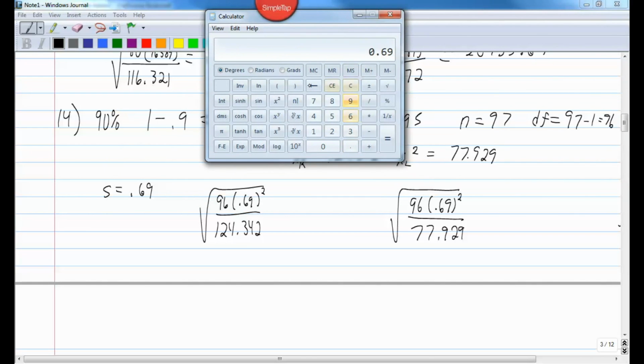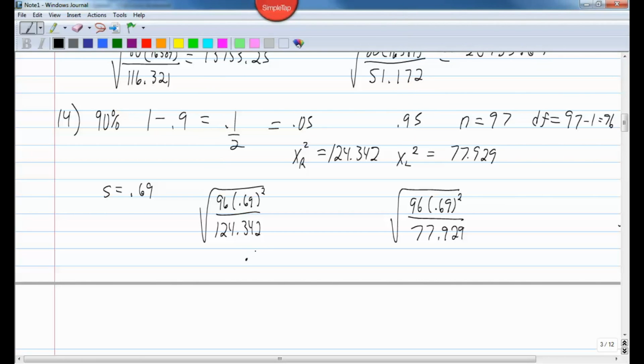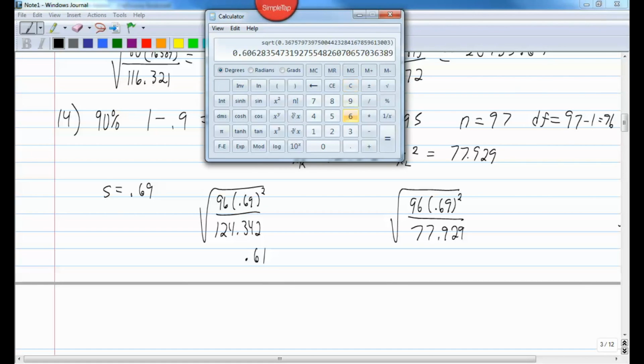All right, so I want to work this out. I'm going to say 0.69 squared times 96 equals, all right, and then divide that by 124.342. And now take the square root of that. So if I go to 2 decimal places, that's 0.61. All right, so that's the left that I got.